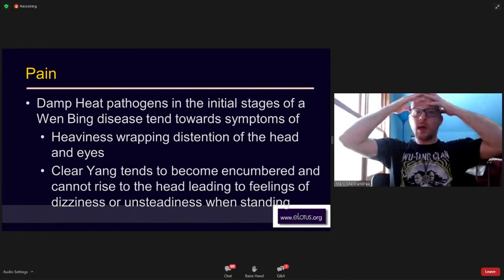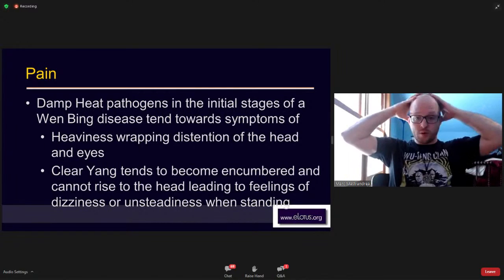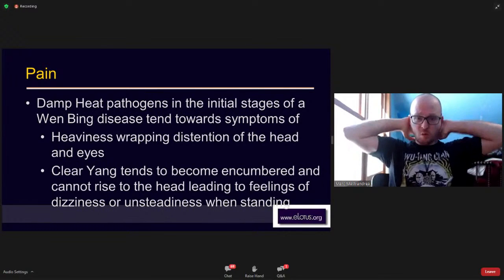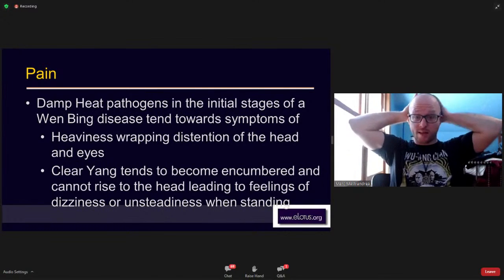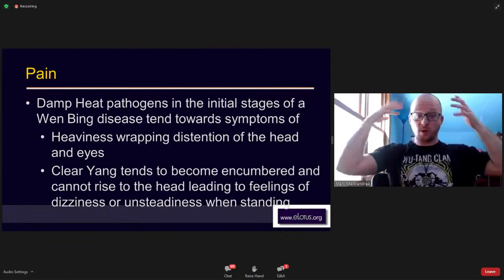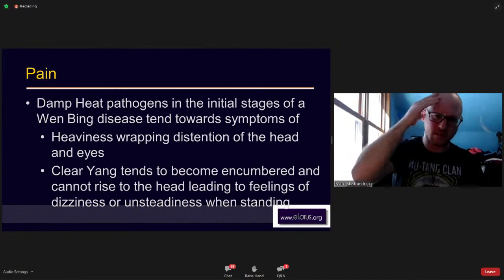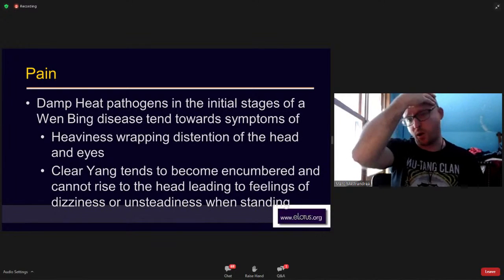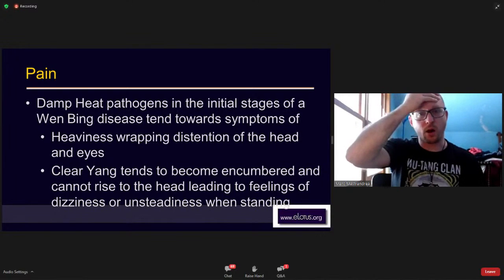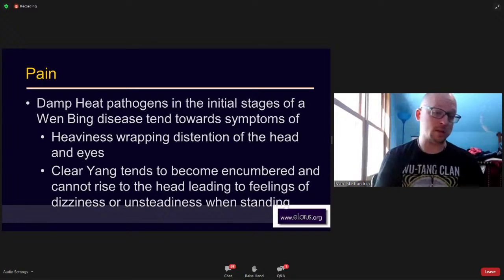What happens? This damp heat gets into the channels, particularly the gallbladder channel, but the channels of the head, and it can encumber and push down on the channels, and then clear yang can't rise to the head. So it can't clear things out and come to the orifices. So you feel like your orifices are blocked. You feel like, oh, my eyes hurt, my head hurts, it's swollen. All of these things are symptoms of dampness in the channels.